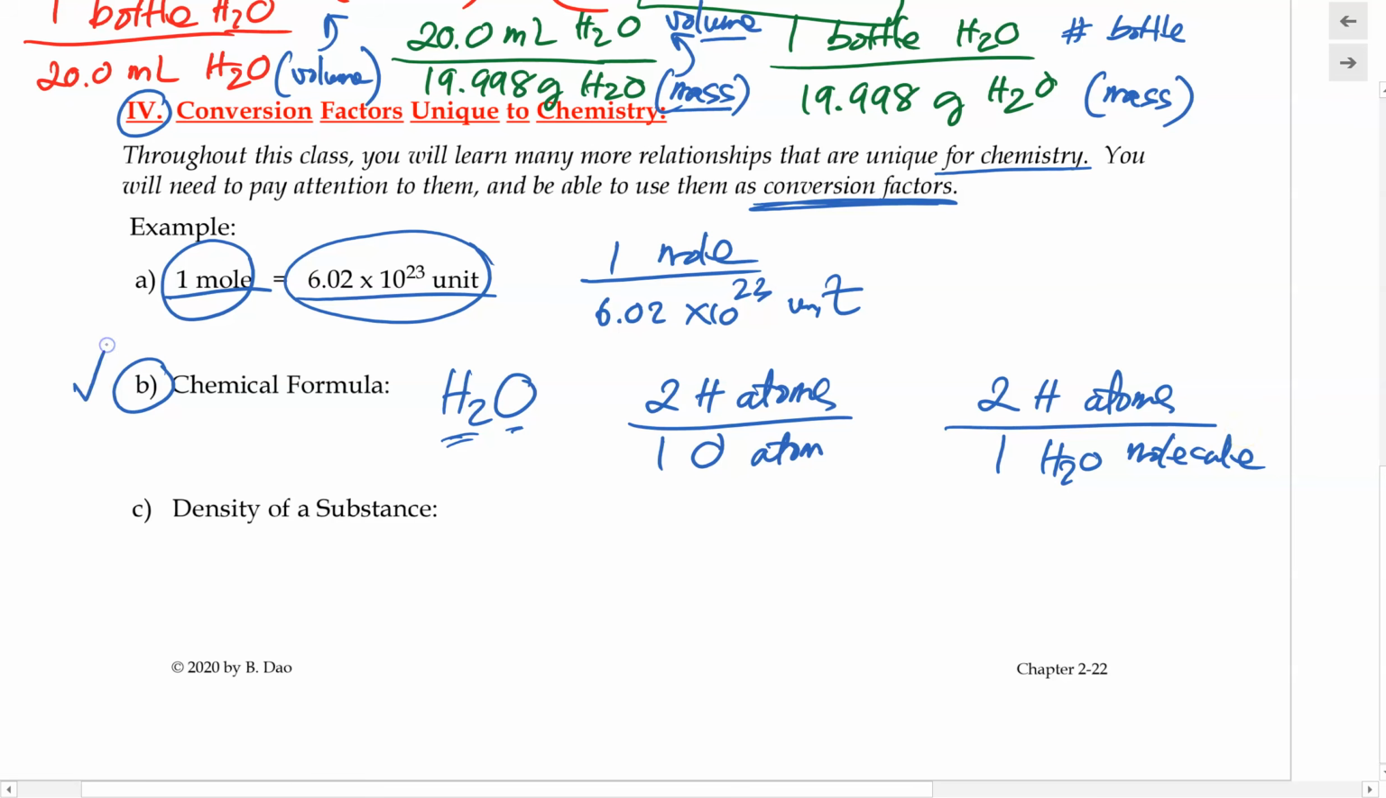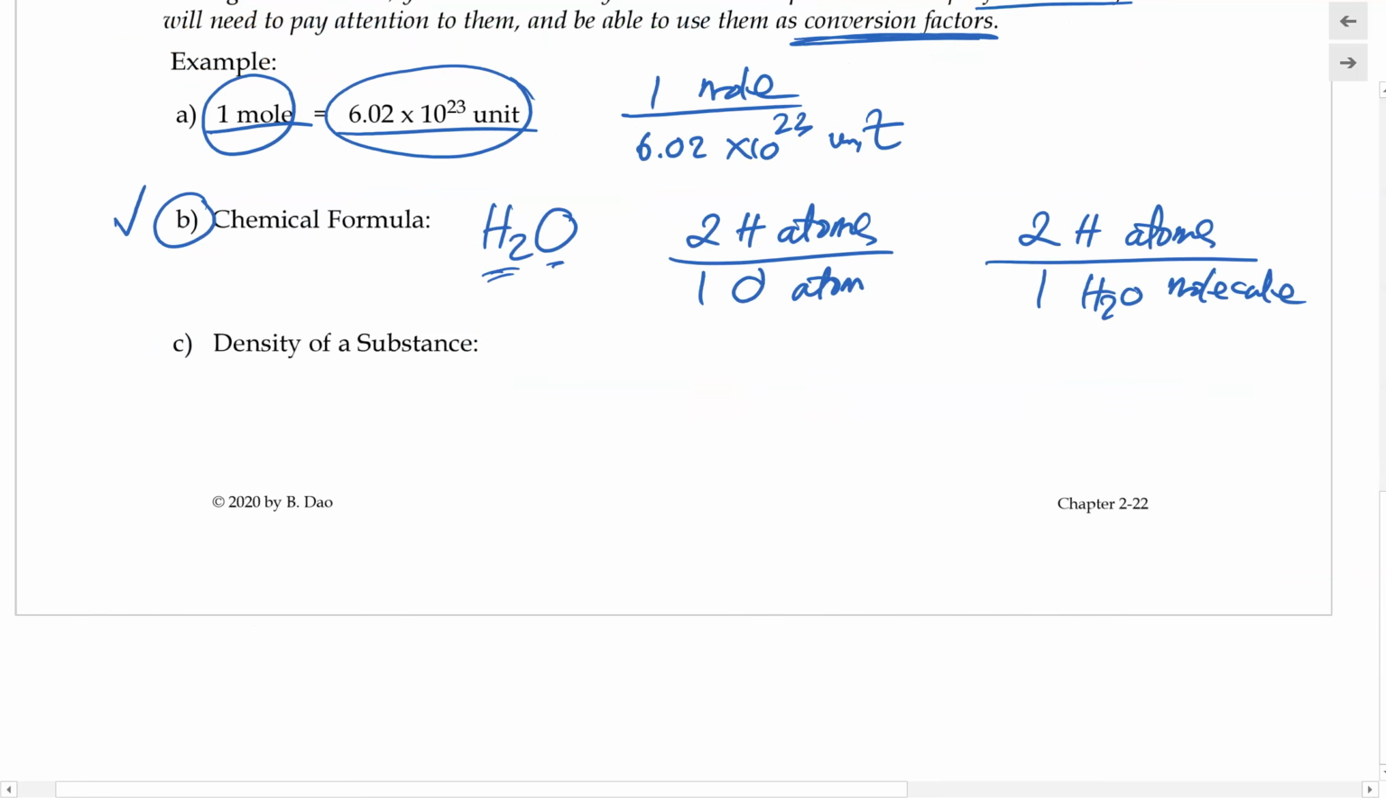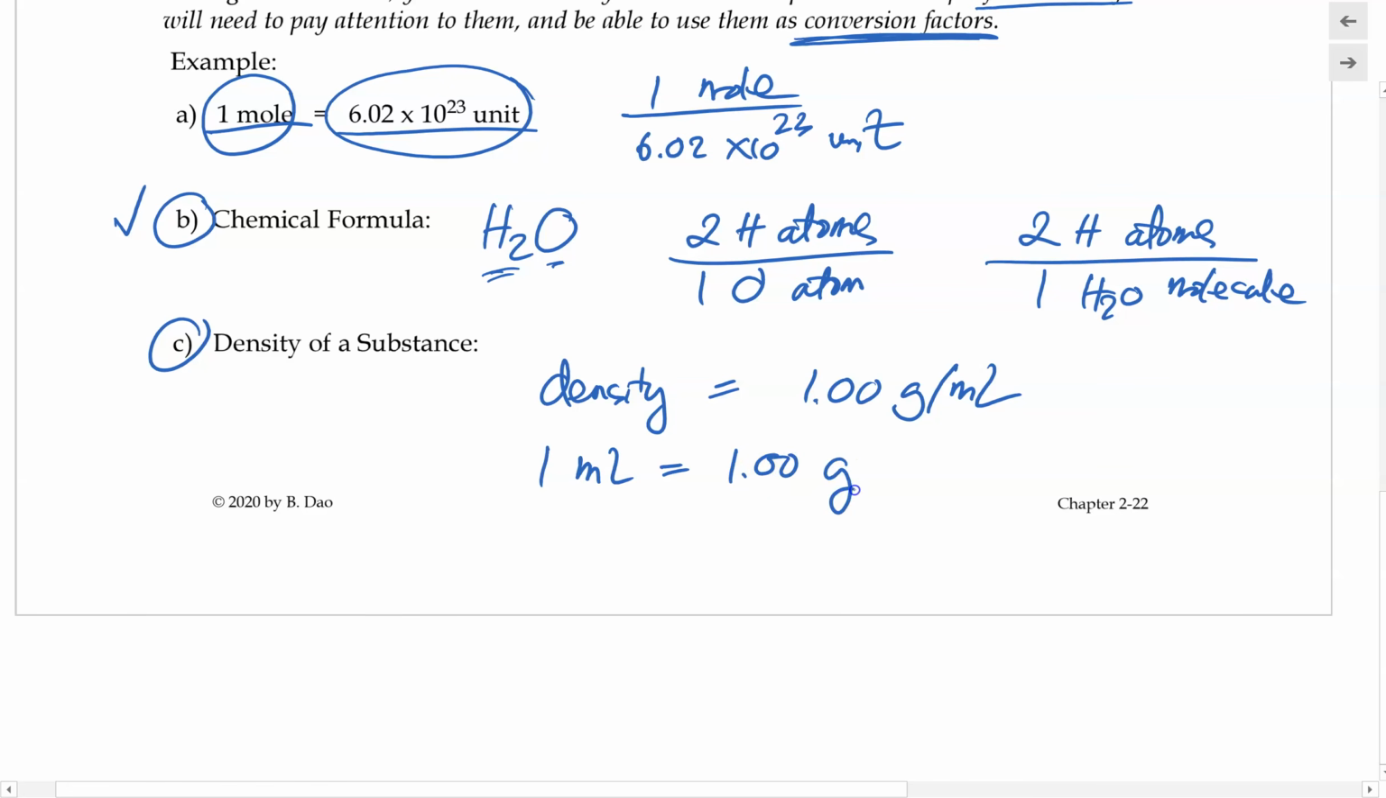Now clearly, we'll spend more time learning how to recognize chemical formulas and be able to use them as conversion factors later. And this is another example: the density of a substance is also a conversion factor. So the density of water is rounded to 1.00 gram per milliliter. So what this means is 1 milliliter of water is equal to 1.00 gram, right?